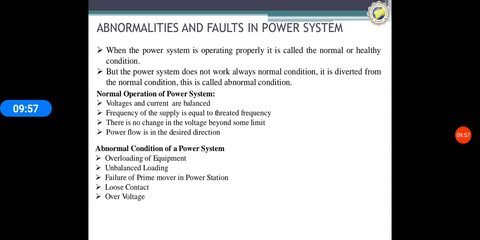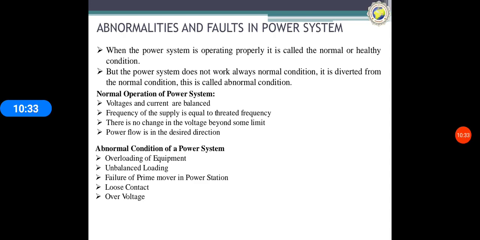There is no change in the voltage beyond some limit. The next one is power flow in the desirable direction. It means that in our electrical system, a closed loop must be considered, so the desirable directions must follow particular forms. The next one is that the value of current is equal to the rated value or less than it.